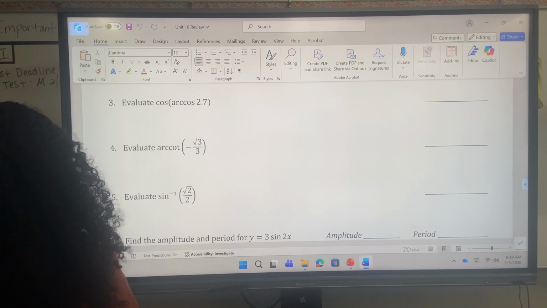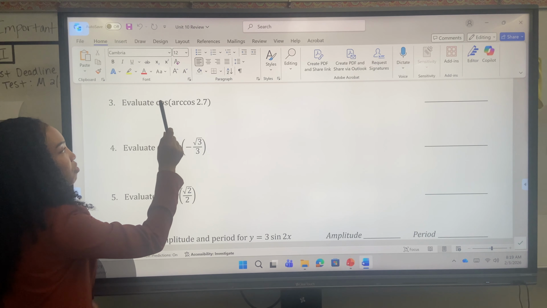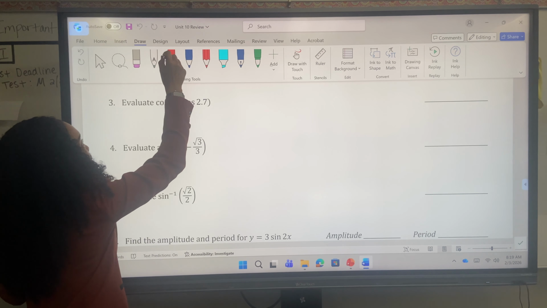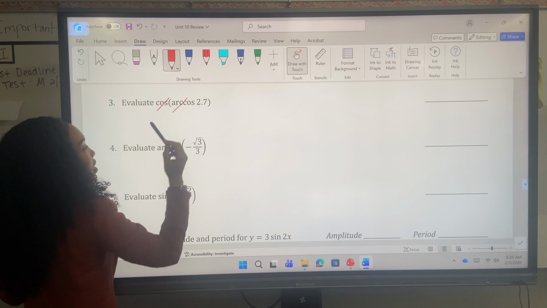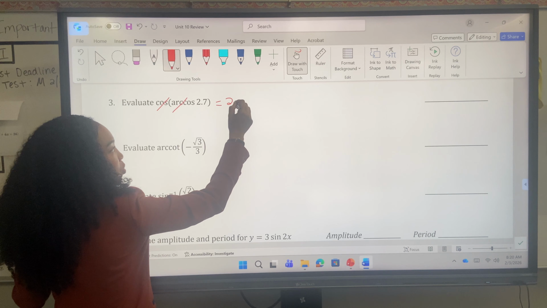All right, guys, this is number 3 on the review. It says evaluate cosine of arc cosine 2.7. So let me just tell you that cosine and arc cosine, they cancel out. Inverses always cancel out. So your answer is just 2.7.